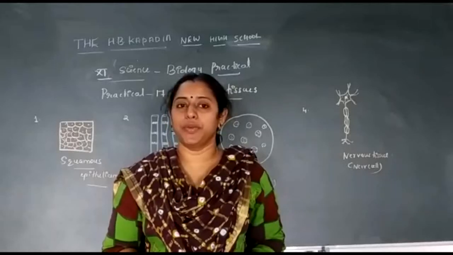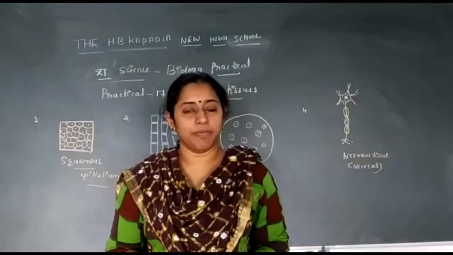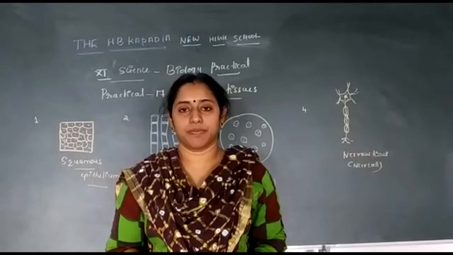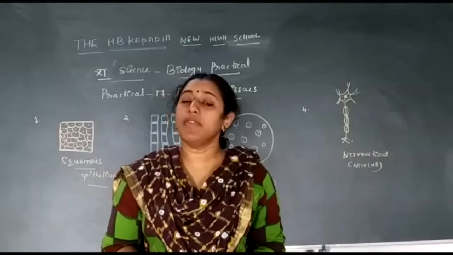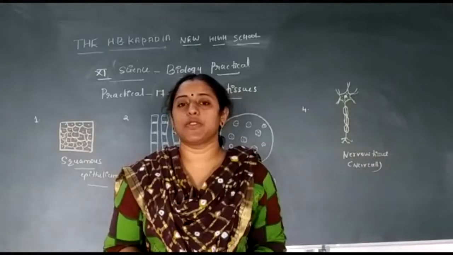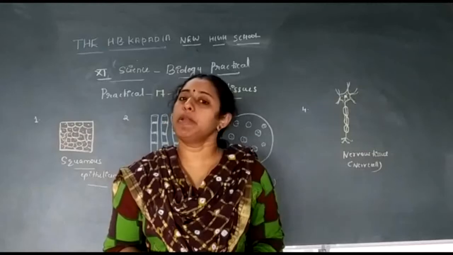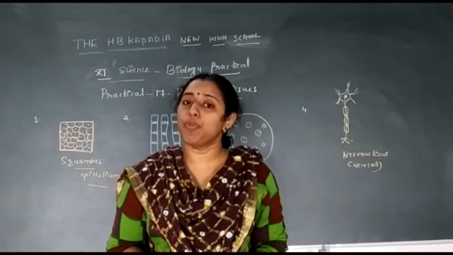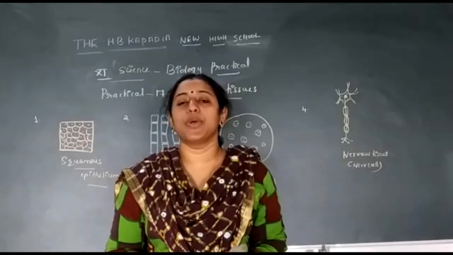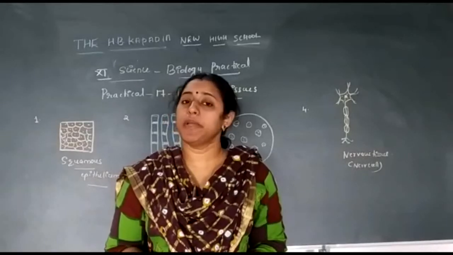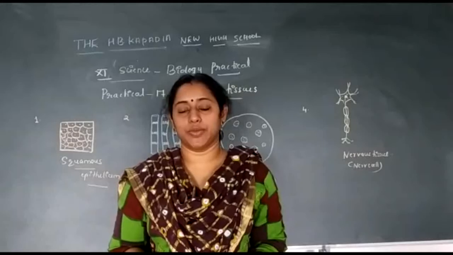Today we are going to do another 11th standard biology practical, that is to study the animal tissue. In this practical we will learn about the different types of animal tissue. Just like plants, the animal body is also made up of a group of cells and also tissues, organs and also organ systems. There are basically 4 types of animal tissue.